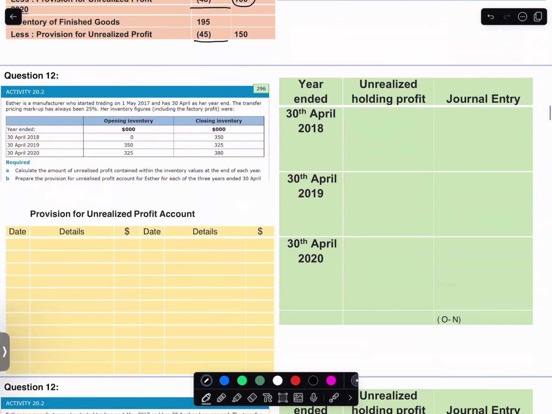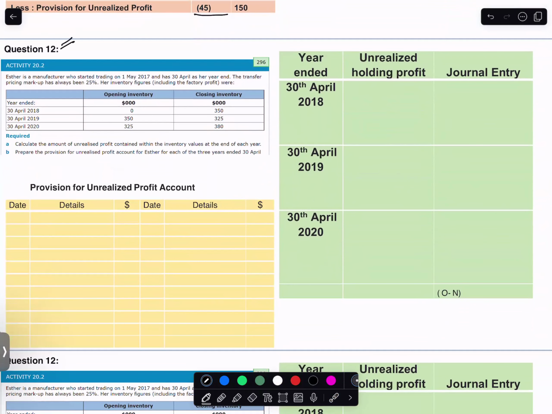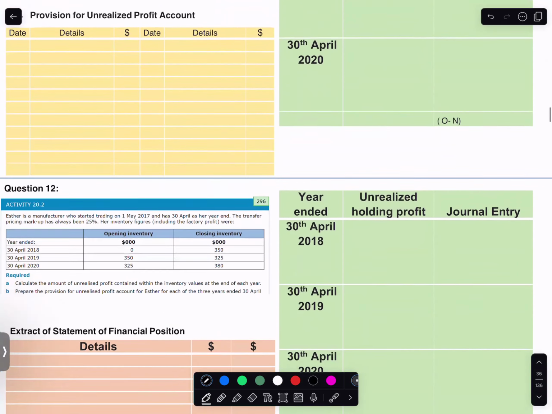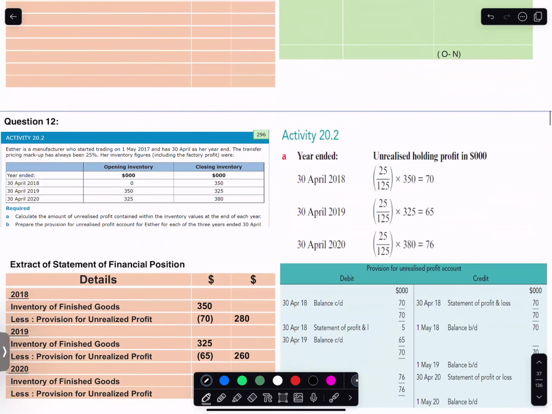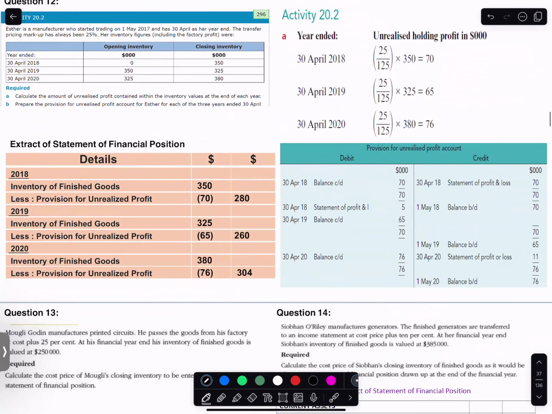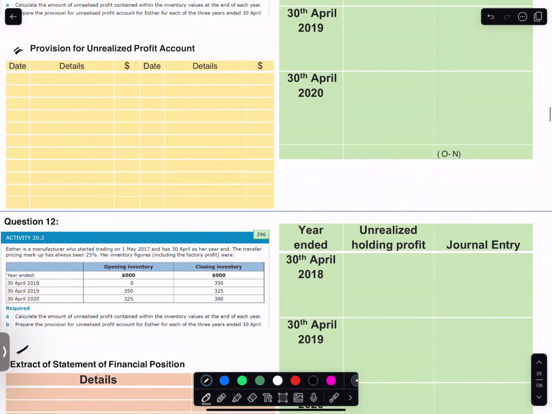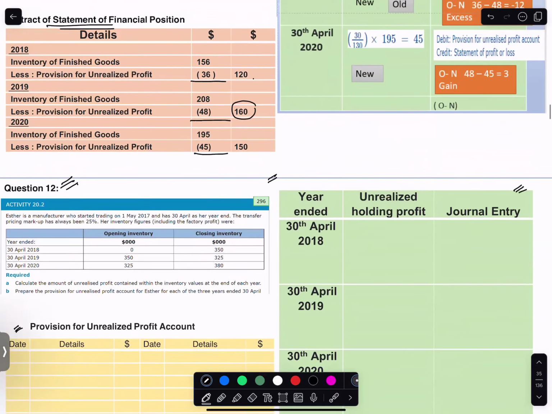Now similarly, you have to do question number 12 where you have to find your PUPA and journal entry. You have to make your PUPA account. Are you with me? And after that, you have to show the extract of the statement of financial position. I'm sure you will be able to do it. So once this is done, we'll move ahead.